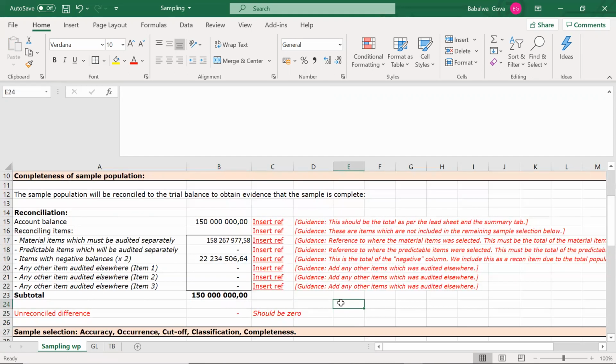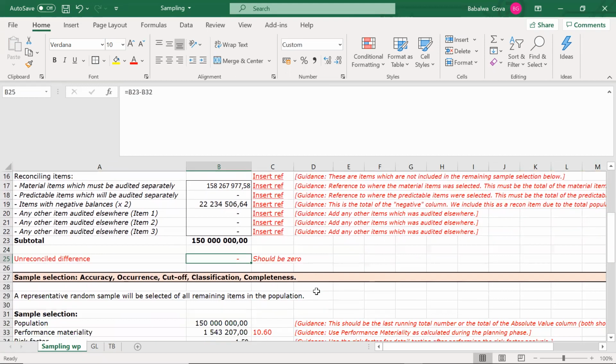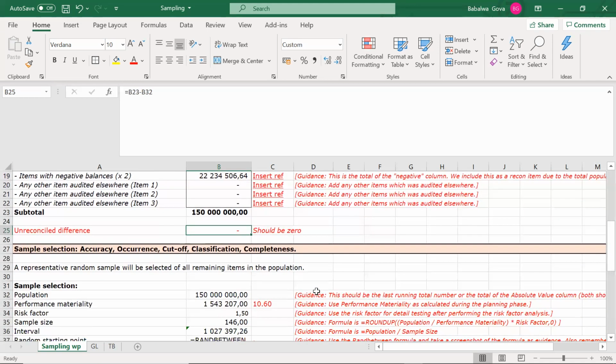One, how many items are above my performance materiality and what's the value of those items. Secondly, the negative balances that have reduced the running balance of my sales account, I have accounted for those separately, which will then be tested separately. If you look at the difference, it reconciles back to 0, meaning everything has been taken into consideration and we are now ready to calculate my sample size.